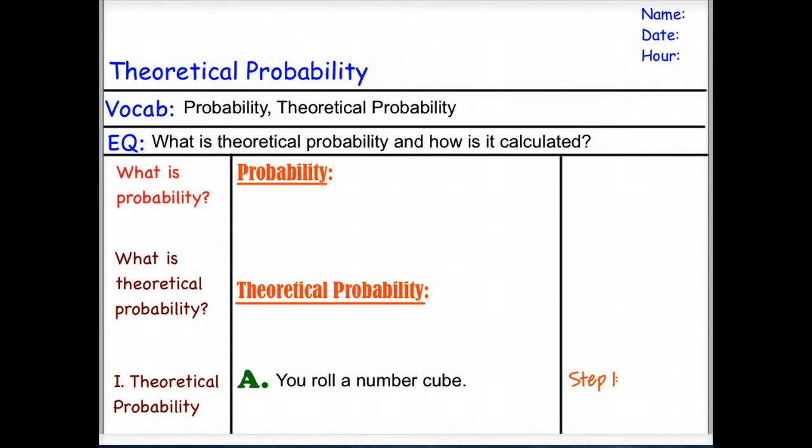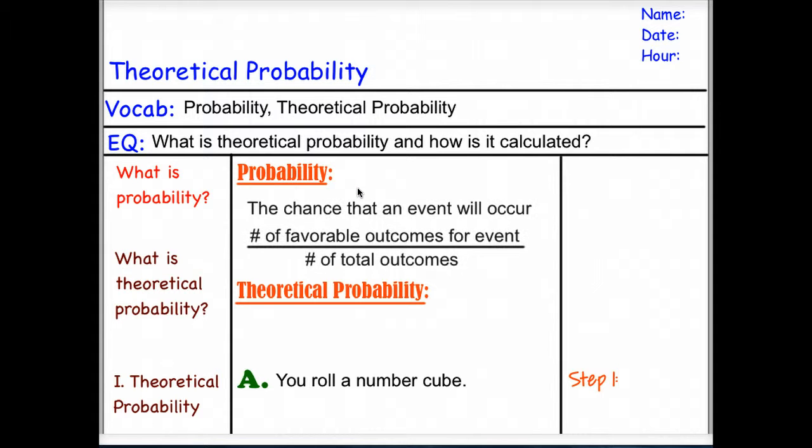Yesterday, you had the opportunity to talk about the concepts of always, sometimes, and never. And we are now getting into theoretical probability, as I mentioned to you yesterday. So first thing we want to talk about is, reminder, probability is the chance that an event will occur. We want the number of favorable outcomes, or what we want to occur, divided by the total number of outcomes.